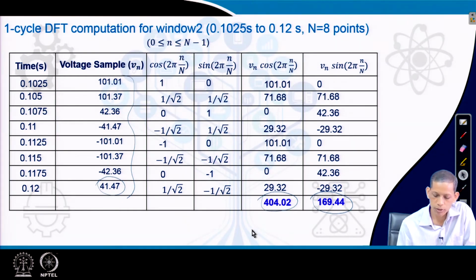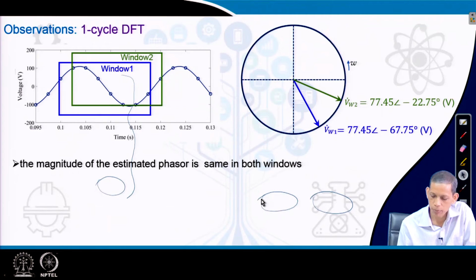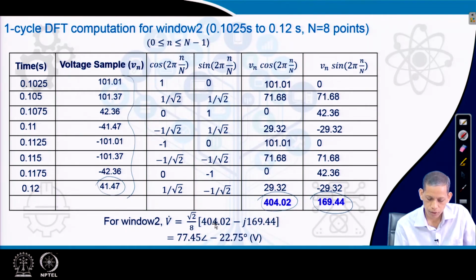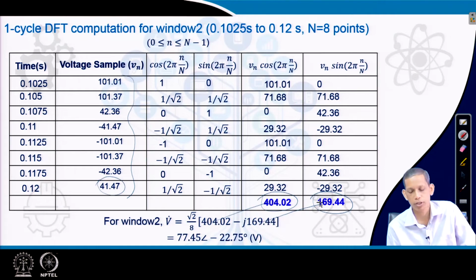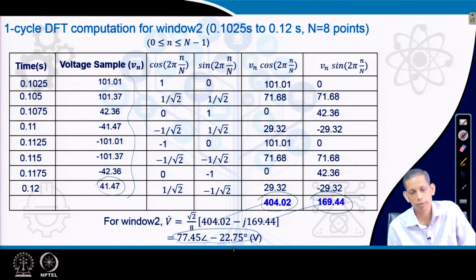Therefore, the corresponding phasor value in the second window becomes root 2 by N, that is capital N, times the sum, where the real part comes to 404 point something, and the imaginary part becomes 169.44. So, in this situation the computed phasor has a magnitude of 77.45 with an angle of minus 22.75 degrees.